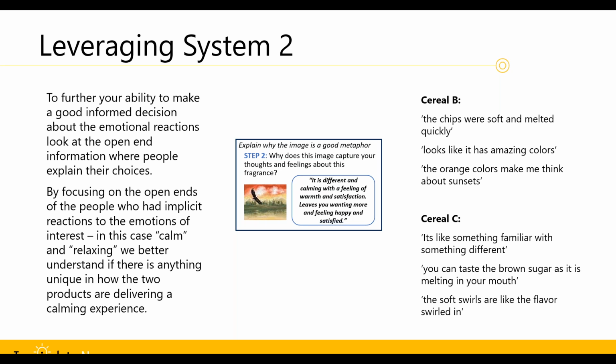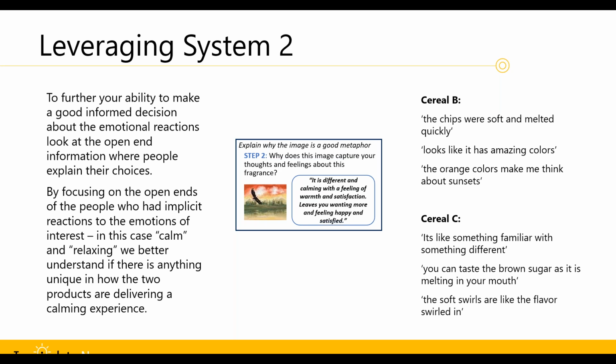What about disappointment? How should I fix this? Maybe I want to tweak the product. Well, in order to understand where to go next, you want a little bit of that system 2 information. So we go to the open ends and we look at the types of open ends people are talking about here. So if I wanted to tweak cereal B, maybe I'm going to go to the people who said, yes, I was implicitly feeling calm, and what kinds of things were they reacting to?